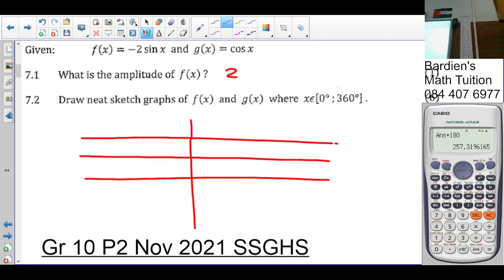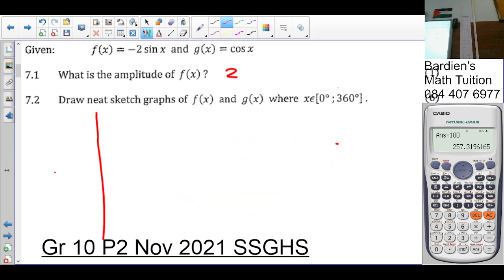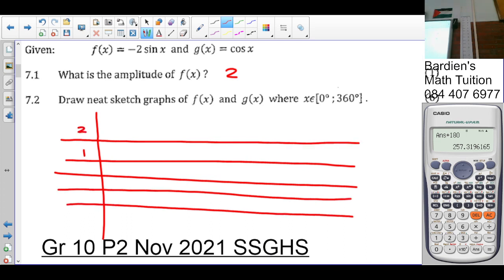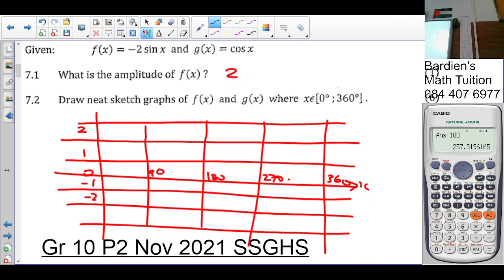I'm just going to draw it. The y-axis is 2, 1, 0, minus 1, minus 2. That's your x-axis. I drew both sides, so let's go again: 2, 1, 0, minus 1, minus 2. That is 360. Halfway gives you 180. Halfway between 0 and 180 is 90, and halfway between 180 and 360 is 270. Right, f of x is minus the sine graph.